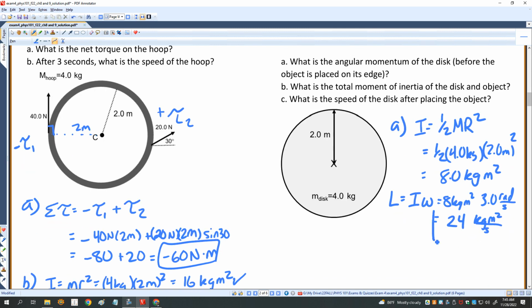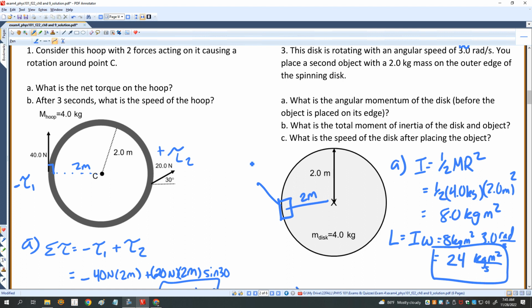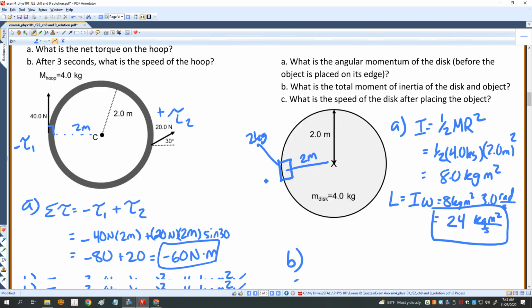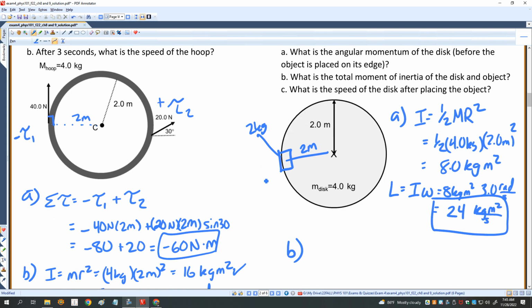Now for part B, I want to know what is the total moment of inertia of the disk and the object. So I'm placing an object here at a radius of 2 meters, and that object has a mass of 2 kilograms. And we're going to treat that as just a discrete particle. The total moment of inertia will equal the moment of inertia of the disk plus the moment of inertia of the particle.